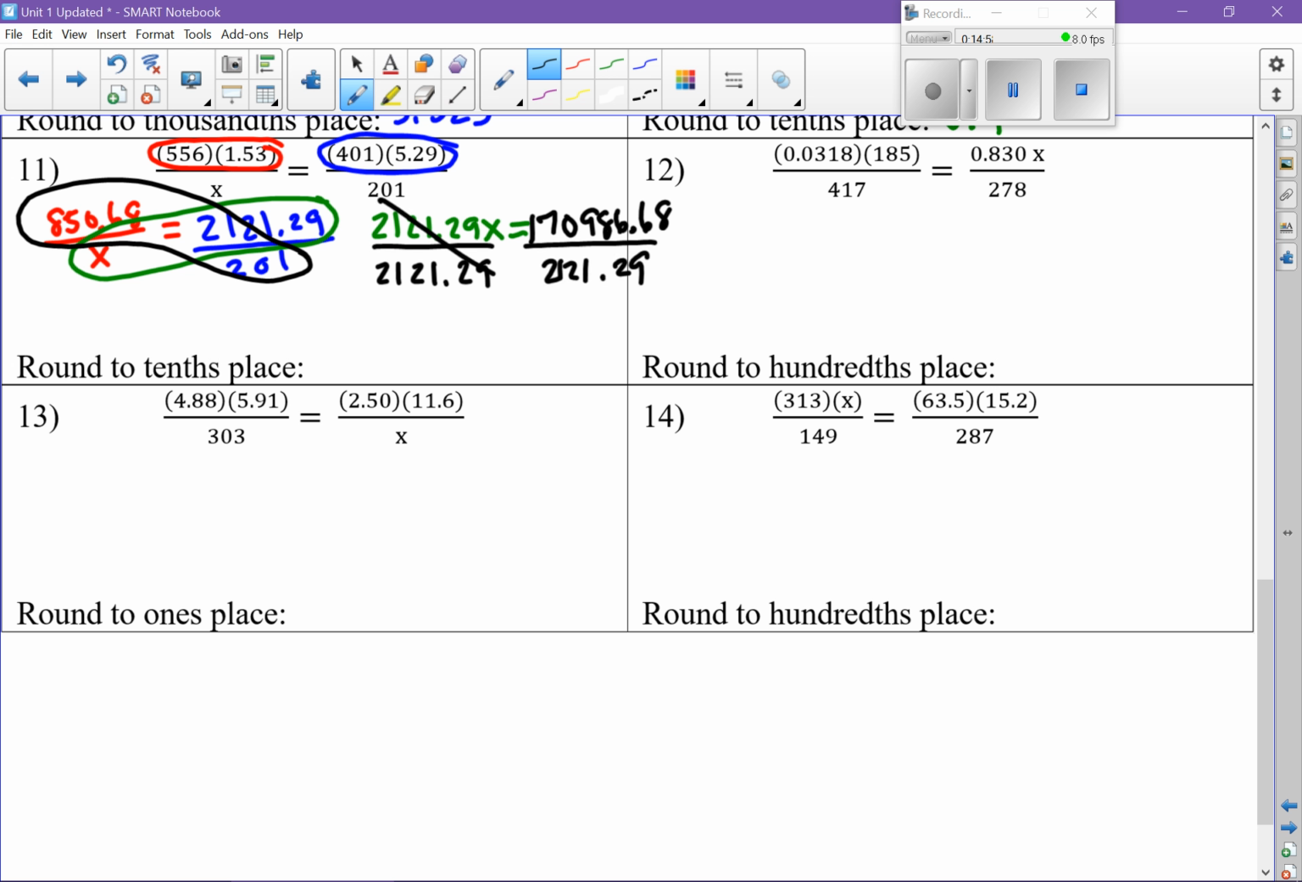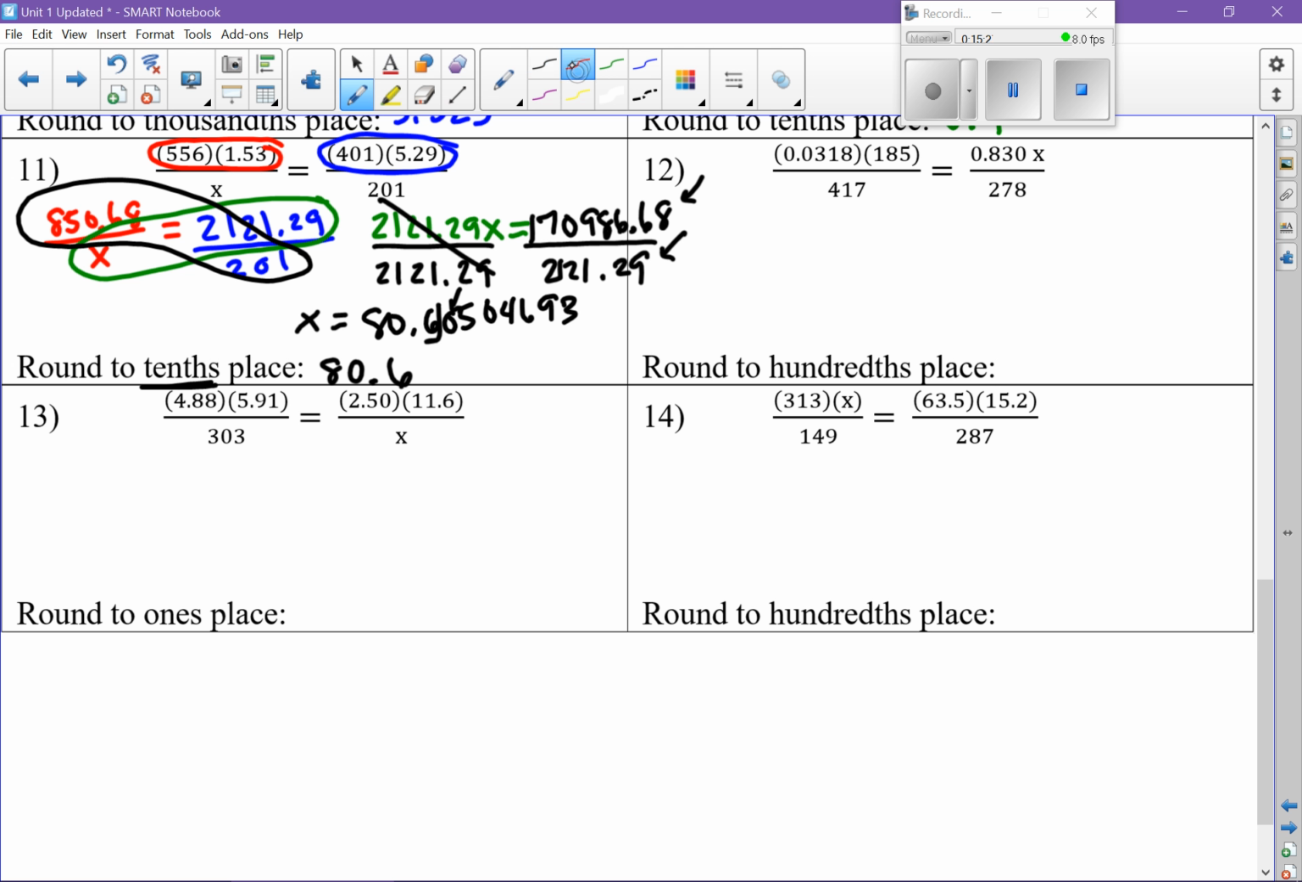It cancels over here, so you get x equals. So divide this numerator by this denominator. When you do that, your calculator is going to say 80.6050463, and we're going to round to the tenths place. That is right here at this 6. So I'm going to keep the 80 in the point. The 0 afterwards means that we are going to leave the 6 and not round up.